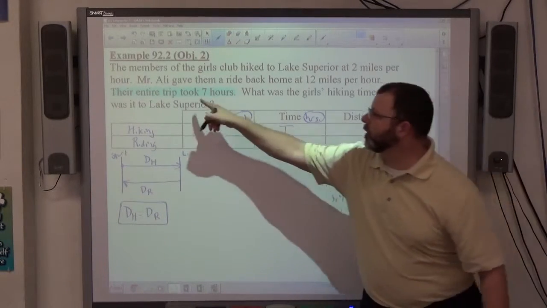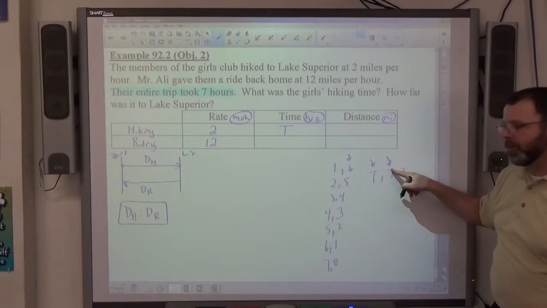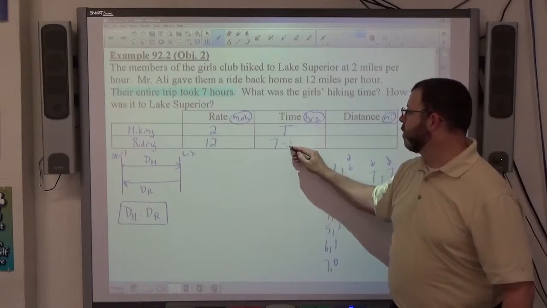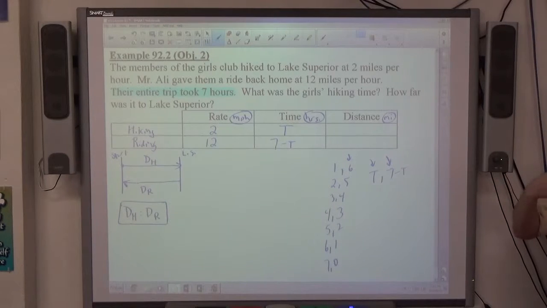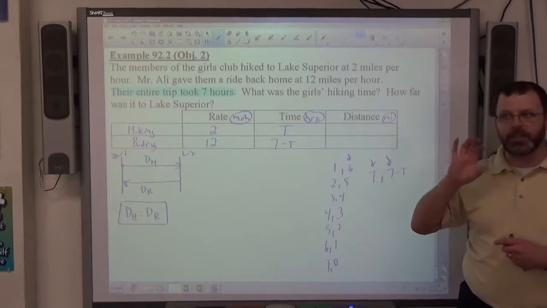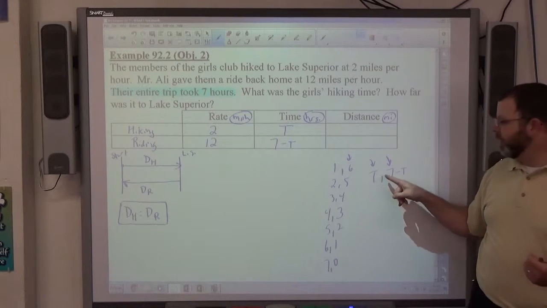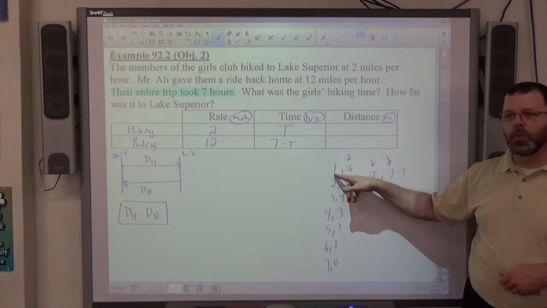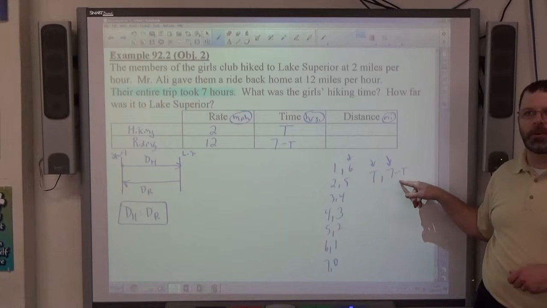If I know the total time, the entire trip took 7 hours, then the entire trip minus what we've already used is what's left over. With numbers, it's very basic and obvious. With letters, it's not as obvious. But what you have to do is allow yourself that abstract thought. I don't know how big that is, but it's something. To get this, I have to take 7 minus that something. That's what's left over. If I use 1, 6 is left over. If I use 2, 5 is left over. If I use t, 7 minus t is left over.